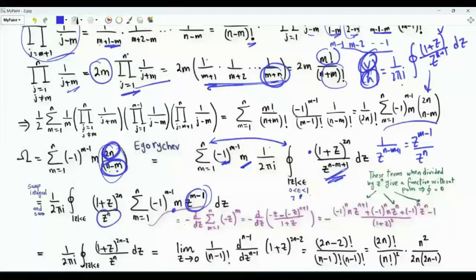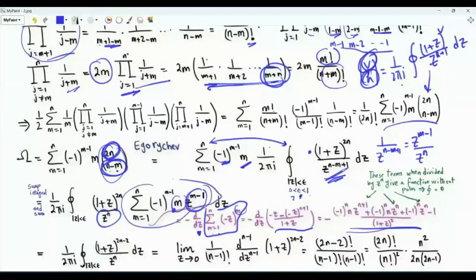This summation can be written as minus the derivative with respect to z of the summation m from 1 to n of minus z to the power m. If we differentiate, we will get this m here. The power will be m minus 1. The summation is now a geometric series, which gives us this function of z. Finally, we differentiate with respect to z. This quantity here is this summation.